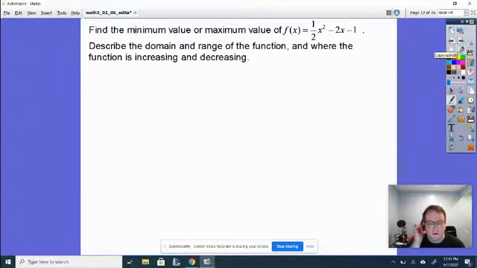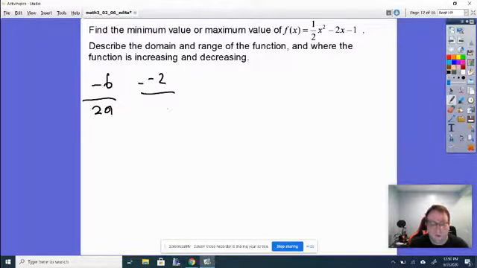Okay, so this one asks us to find the minimum or the maximum. It's positive. Positive tells me that it's going to be opened up, so I should have a minimum. So first, let's take this and find the minimum. Negative b over 2a. So negative negative 2, that's important, over 2 times 1/2. This is going to be positive. This is going to be 1, or just 2.